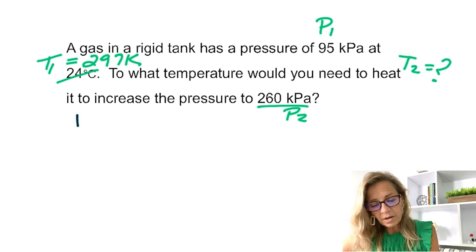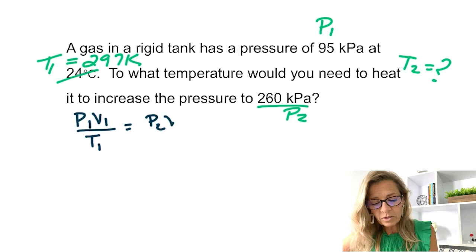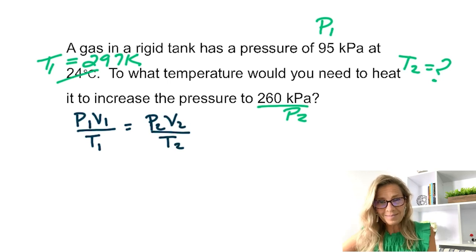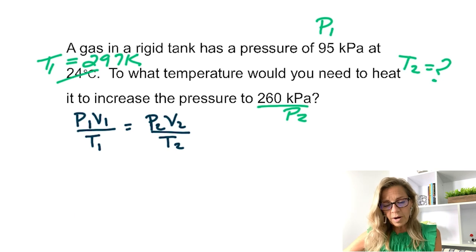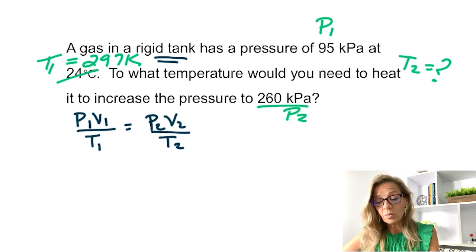And so I'm going to write my equation. P1 V1 over T1 is P2 V2 over T2. Write it every time, okay? Now you're looking at this problem and you say, well, where is the volume? Well, in this case, the volume is constant. How do I know? It's a rigid tank. Volume is not mentioned. So whatever that volume is, it is the same on both sides. So what I will do is cancel that volume out of my equation.